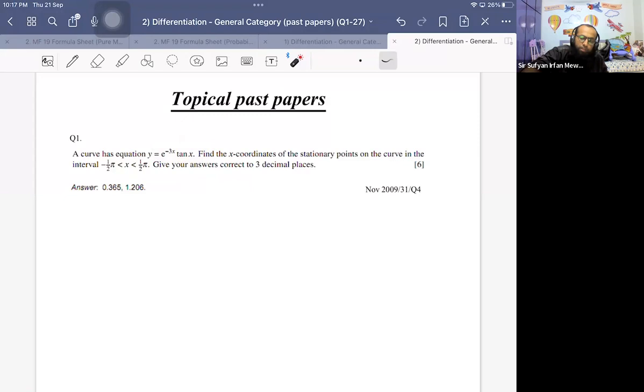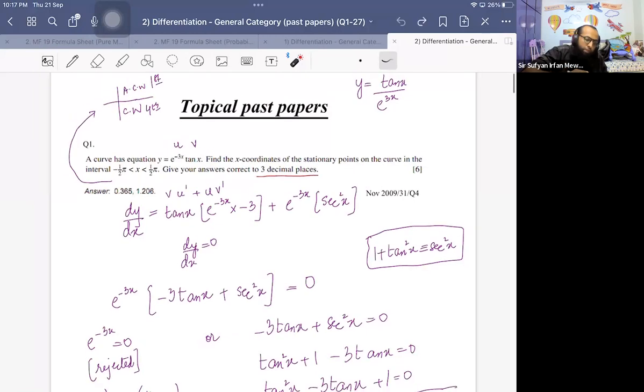We are given two functions, e power minus 3x into tan x. So it's a product of two functions. So which rule are we going to use? We are going to use the product rule. Okay. So this is what I've written over here as well.